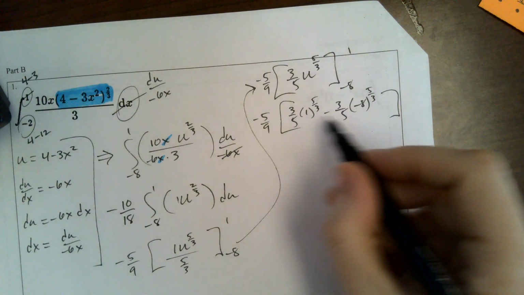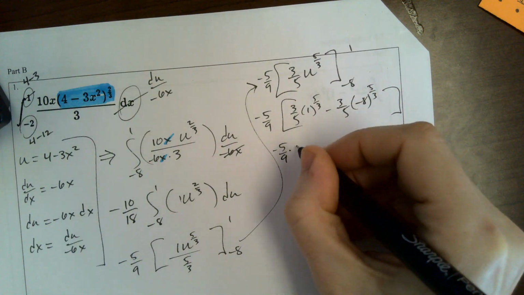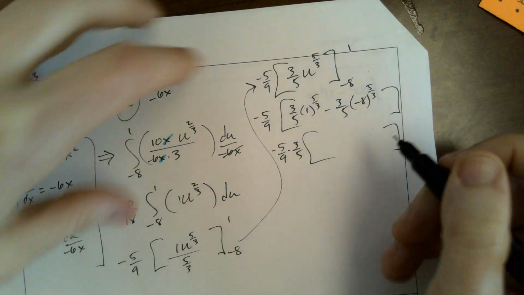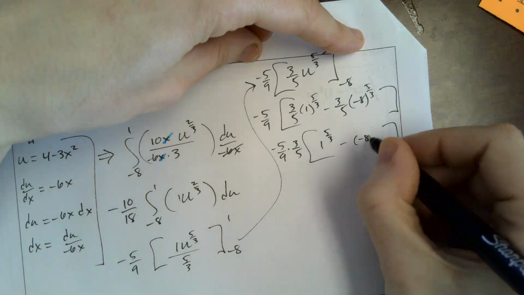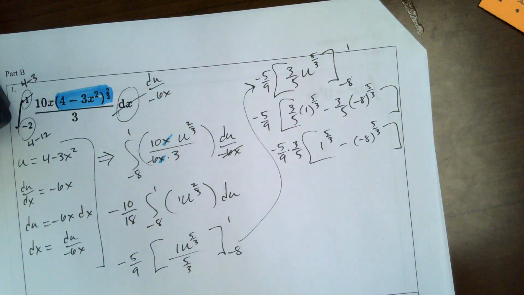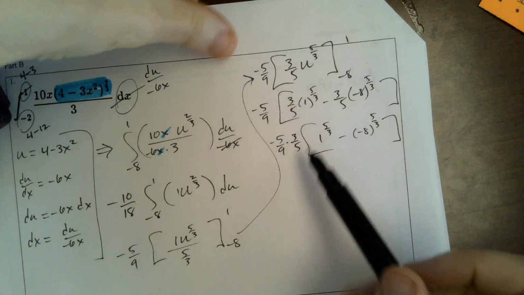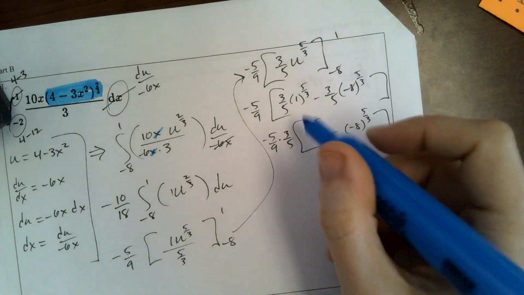So for example, this is 2 terms. I could take out a 3/5. So this is negative 5/9 times 3/5. And then I've got 1 to the 5/3 minus negative 8 to the 5/3. Okay, now how am I going to evaluate these things? It's easier for me to use radical form instead of a fractional exponent. All right, so back over here, let me do some simplifying.